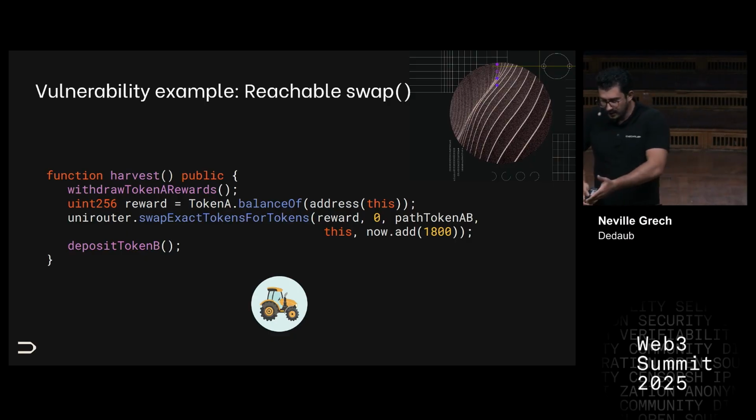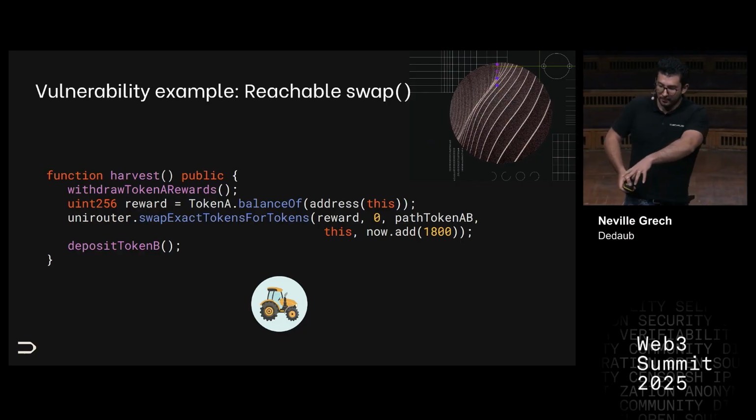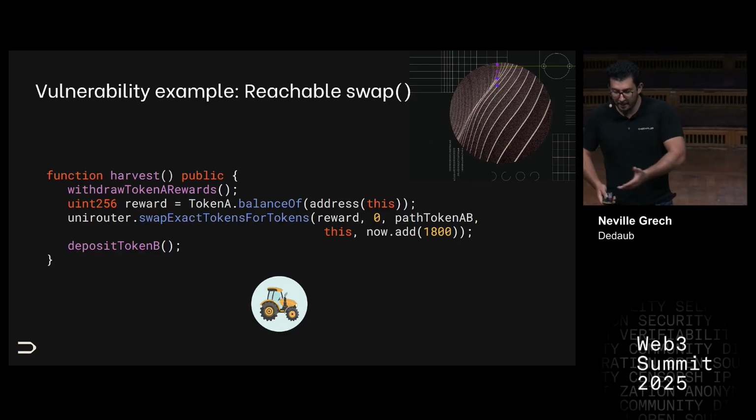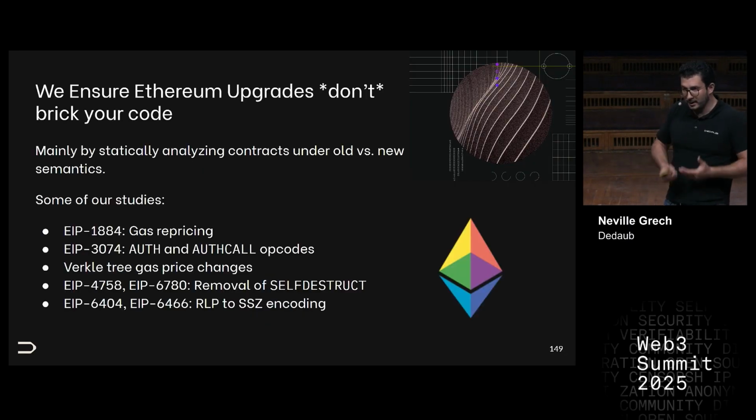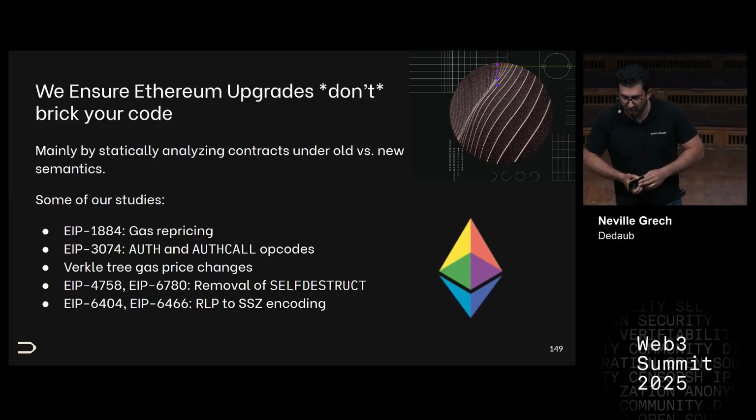So these kinds of vulnerabilities, reachable swap, used to be common. We had found one on Harvest Finance, for instance. We got a big bounty. But nowadays, things have become a little bit more complex.